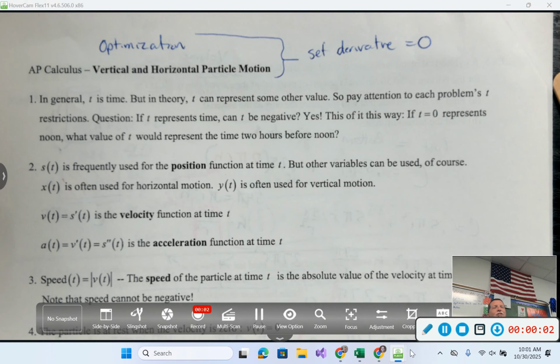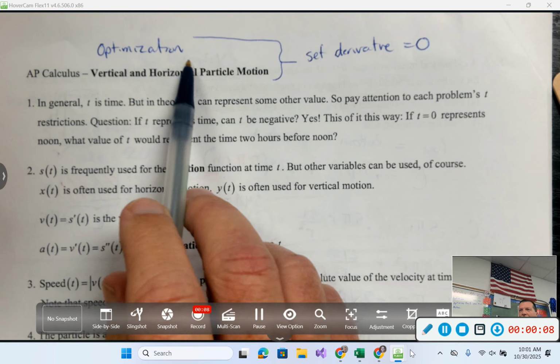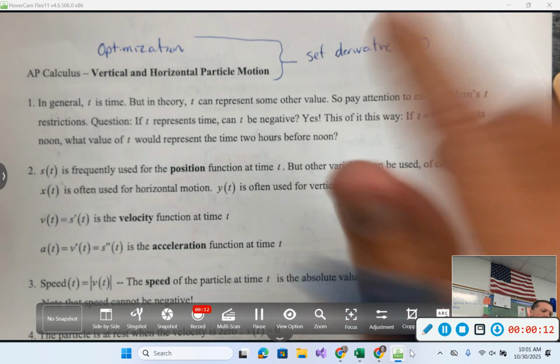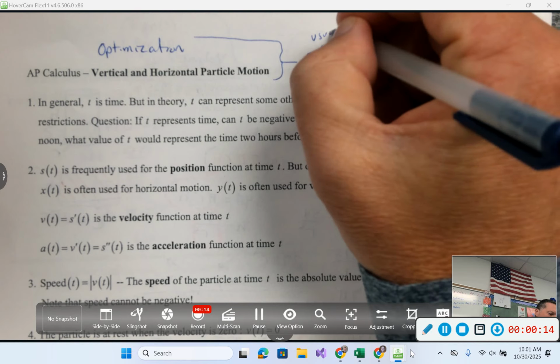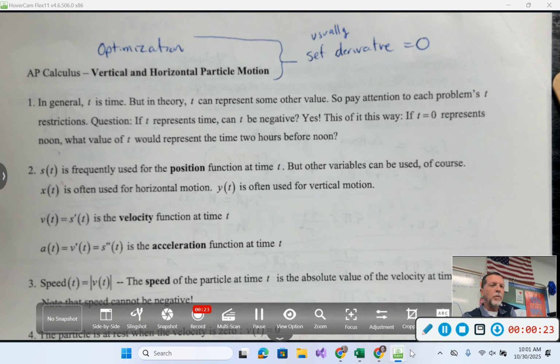All right. Vertical and horizontal particle motion. Again, the tie-in with optimization is not much. It's just that in the process of working these problems, somewhere you usually set a derivative equal to 0. That's the connection to optimization. So that's a loose tie to what we've been doing.